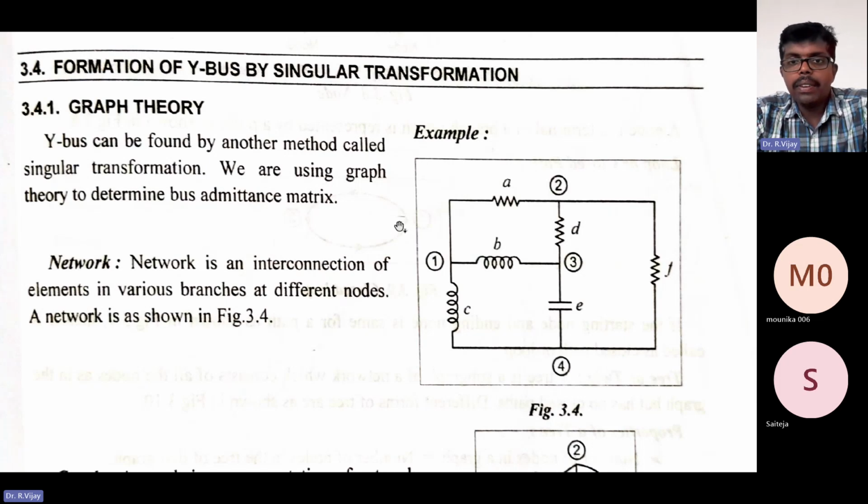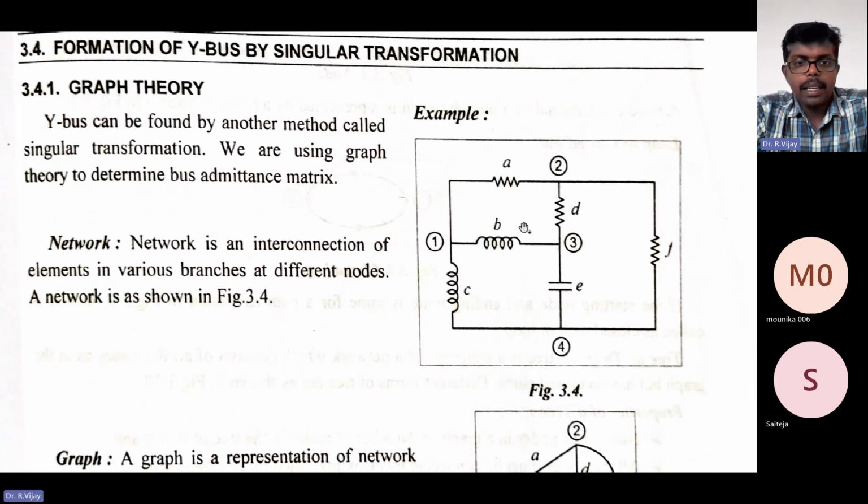So previously, what we did was we found the bus admittance matrix directly. Now we are going to find the fibers matrix by using the graph theory method, which is nothing but the singular transformation method, or by using graph theory.